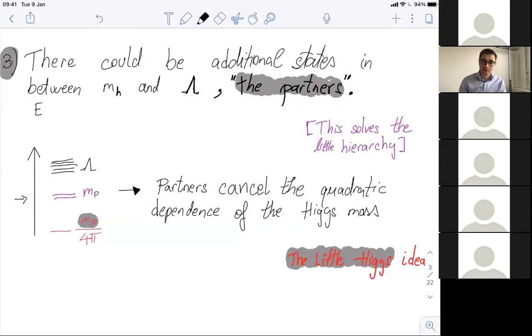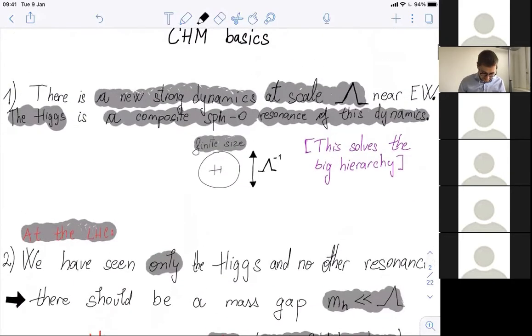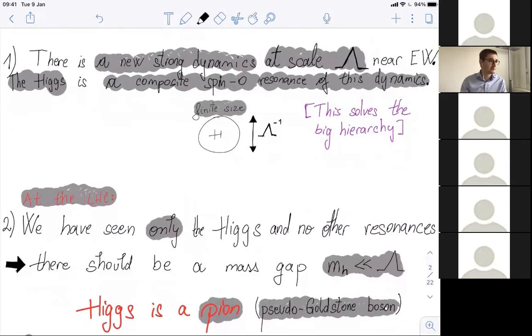Okay, so could you go to the first bullet point so I can ask you the question? Yes, please. You say there is a new strong dynamics at scale lambda, and I'm not sure I understand this. Why? What's the argument for that exactly? That is just an assumption. It's the same as saying there is a QCD or there is electroweak. It's just an additional gauge group which confines, a copy of QCD which confines a few decades before QCD. It's just an assumption. Okay, thanks.